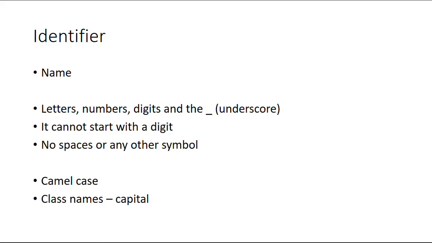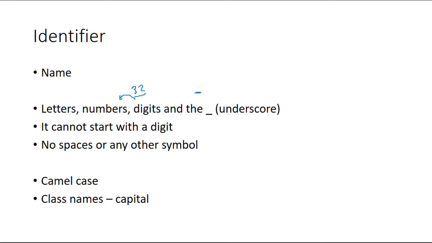First of all, whenever you want to write a name, you need to make sure that it complies with certain standards. What is okay to use in an identifier? Letters, numbers, digits. With digits, I mean small things like 32 or whatever. And the underscore.